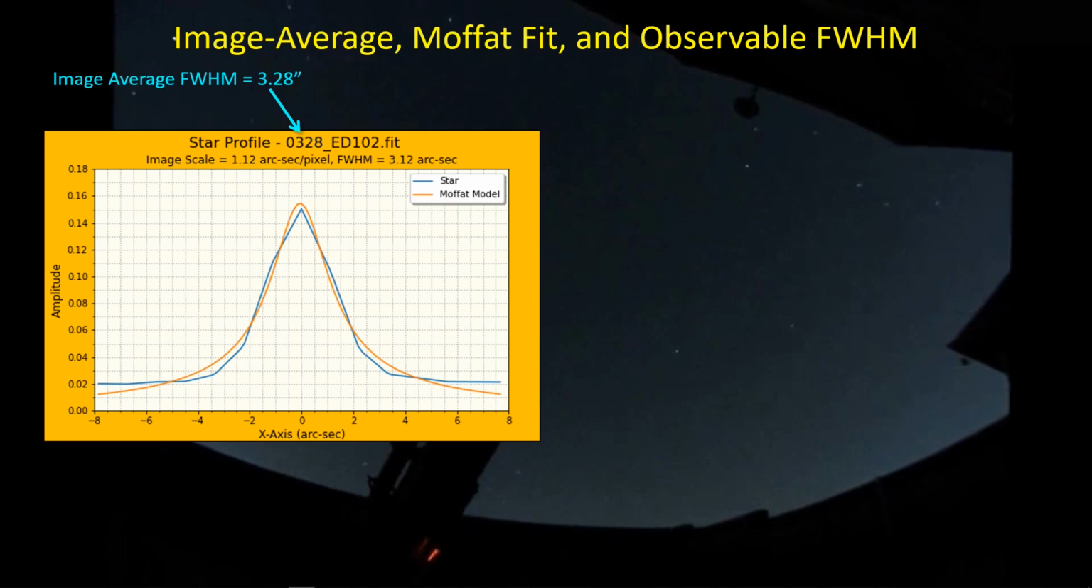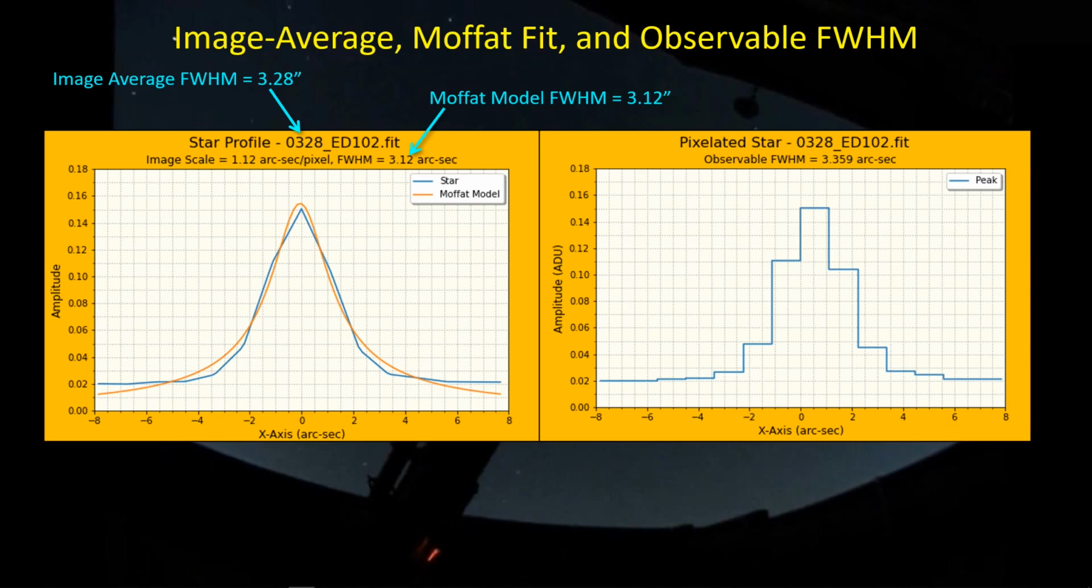Now, I could also take the data from a single star, and that's what you see here with this blue line. So I've cut a cross-section through a single star in the image here, and I've fit a Moffat PSF star model to that. That's the orange curve, and it tells me that the full width at half maximum for this particular star is 3.12 arc seconds. But we don't really see either of those two numbers when we're looking at a particular location within an image.